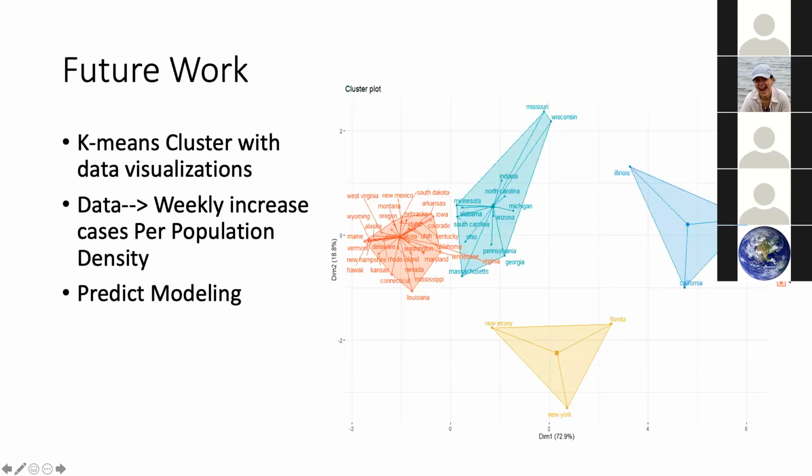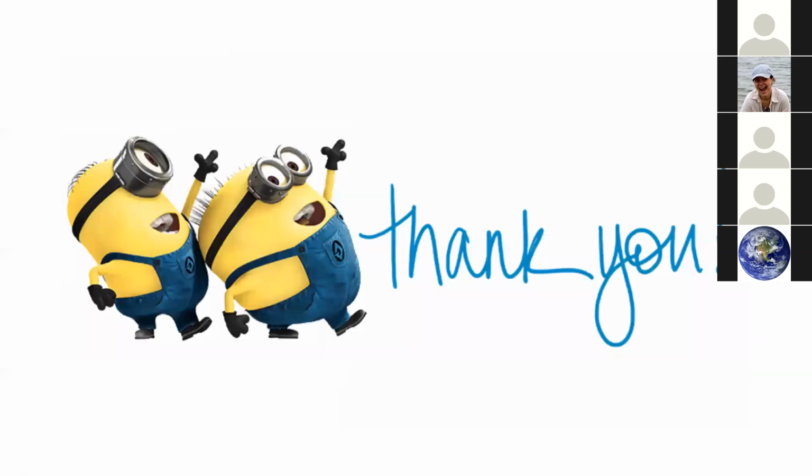For my future work, I may add K-means clustering with data visualization into the project later. I want to change the data to weekly increased cases per population density. It will make it more logical. If I have more time, I will add predictive modeling also. Okay, thank you.